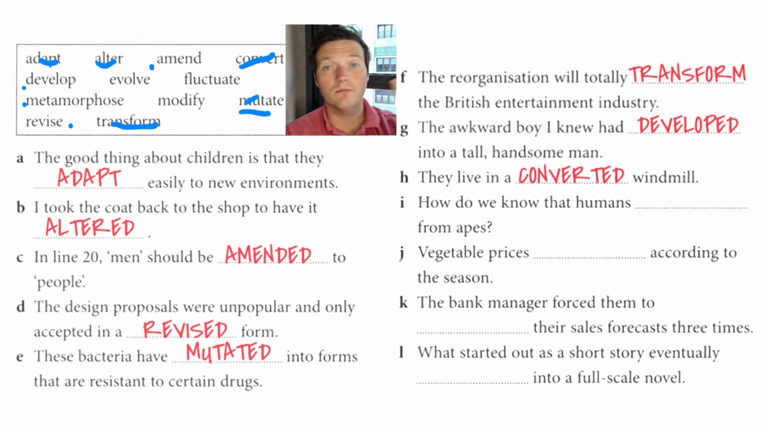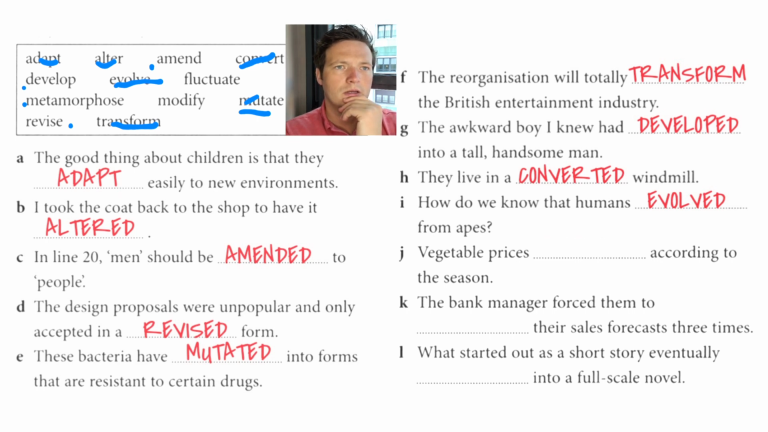They live in a converted, we talk about converted farmhouse, a converted barn where people live. It's just the word that we use when a building has been converted so that it can be given a new use, a new purpose. Yeah, we say converted, so that one's clear. How do we know humans evolved from apes? That one's clear. No, that one has to be evolved. How do we know that humans evolved from apes?